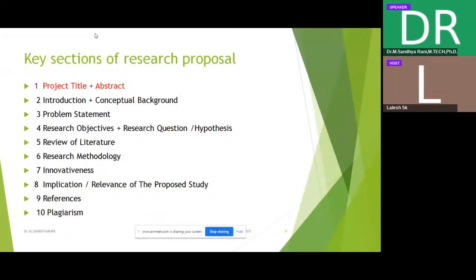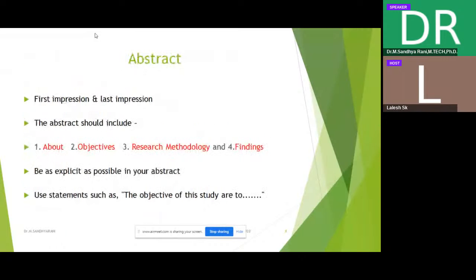Let us find out what we should include in a research abstract. Many times there are wrong notions about an abstract. What should come under abstract? Abstract should give the first impression and also the last impression.